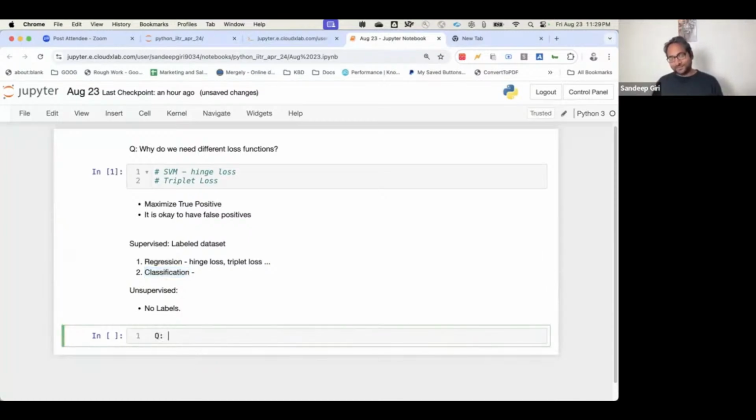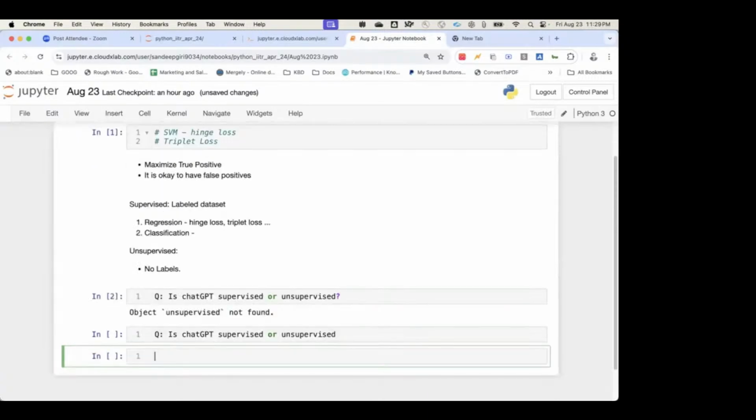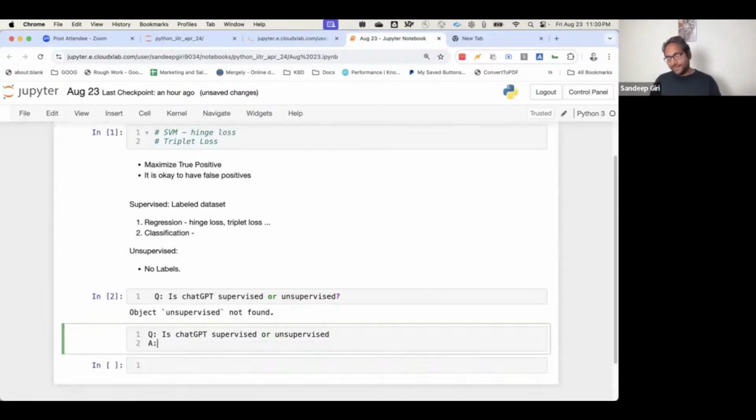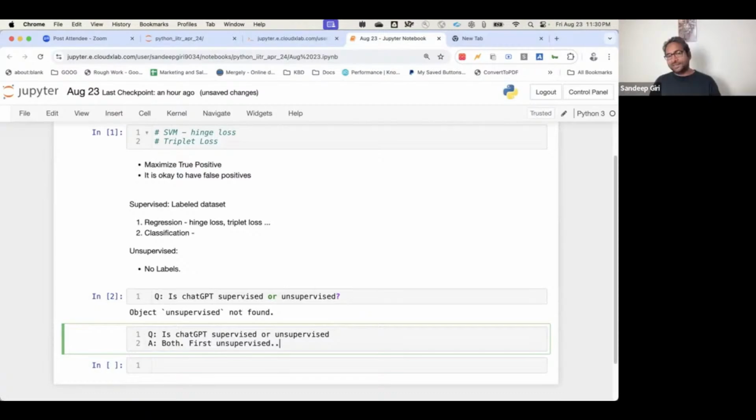Now, here is a trivia for all. Question: is ChatGPT supervised or unsupervised? Unsupervised. Okay, so it started as unsupervised, but then it is both. The answer is both. First unsupervised, and then supervised. And usually such kinds of things, people call them self-supervised.